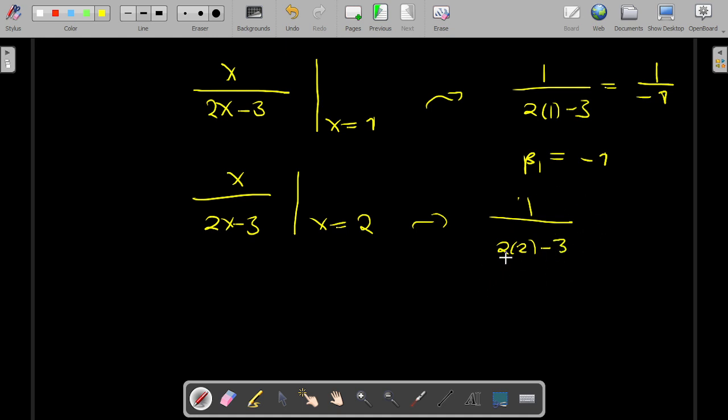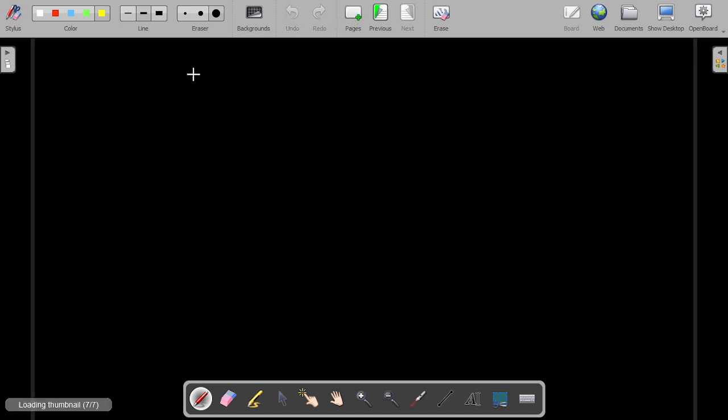Now 2 multiplied by, here we're supposed to have 2, not 1. Sorry, that was a mistake. So this is supposed to be 2. Remember, x is 2 here, so we substitute 2. So here we're going to get 2 divided by 1. Now here our beta 2 is going to be equal to 2, and so we get that our rational fraction is going to be decomposed in the following way.